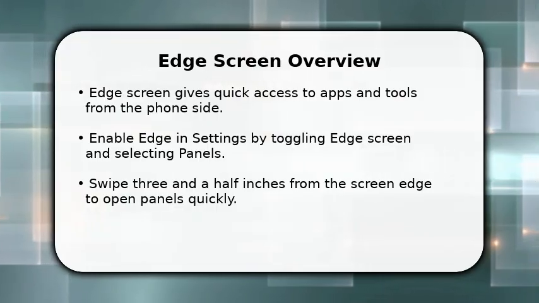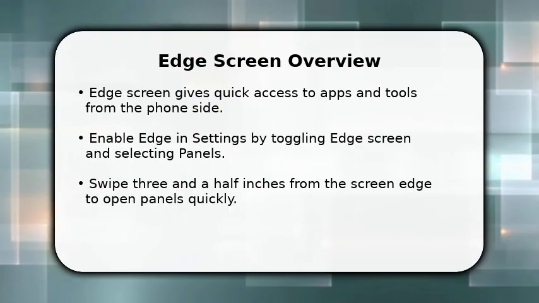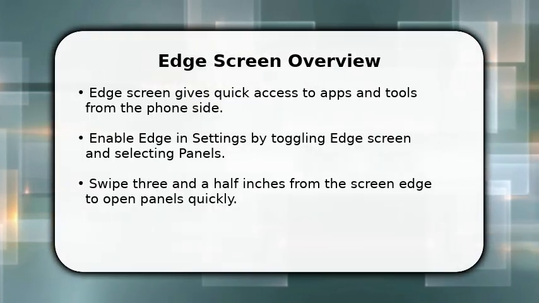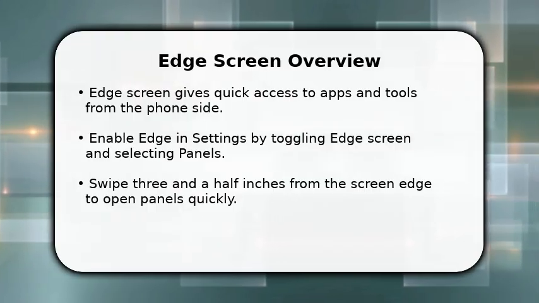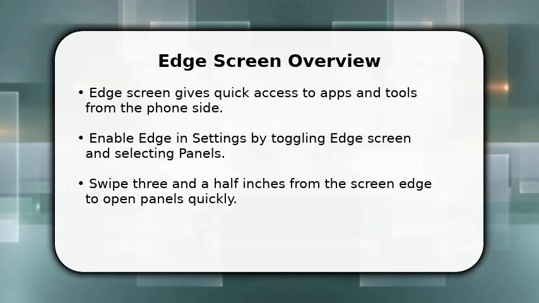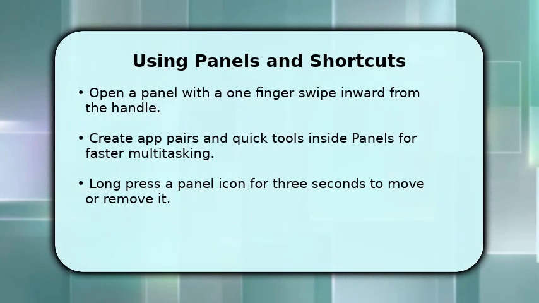Use the handle to open or close the panel with a consistent swipe. The feature saves time by reducing app switching and keeping tools one swipe away. Open a panel by swiping inward from the handle using one finger. Tap any app icon to launch it immediately from the Edge.